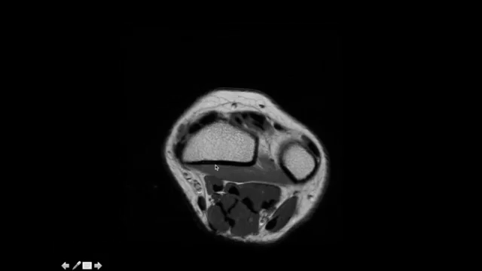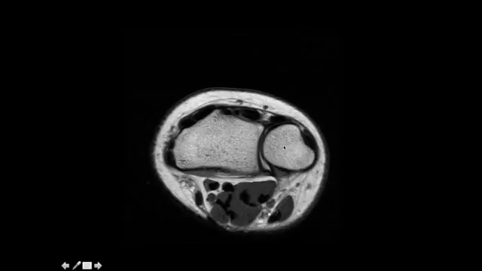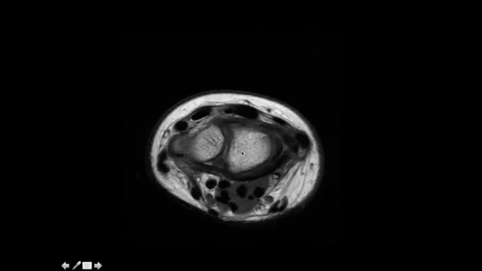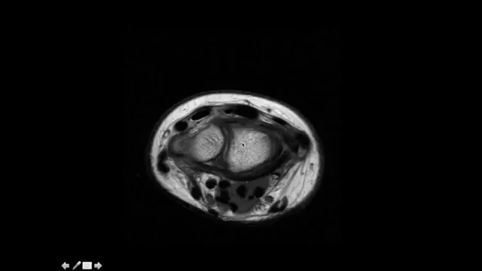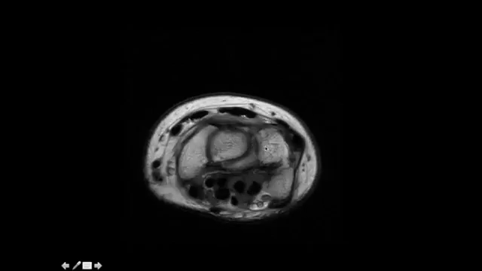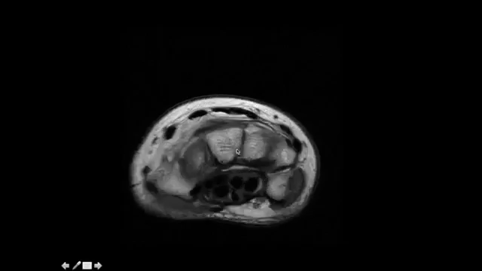In terms of our osseous anatomy, we have the distal radius, the distal ulna, the distal radial ulnar joint. As we continue more distally, we'll see the scaphoid, the lunate, the triquetral, the pisiform. This is the pisotriquetral articulation.